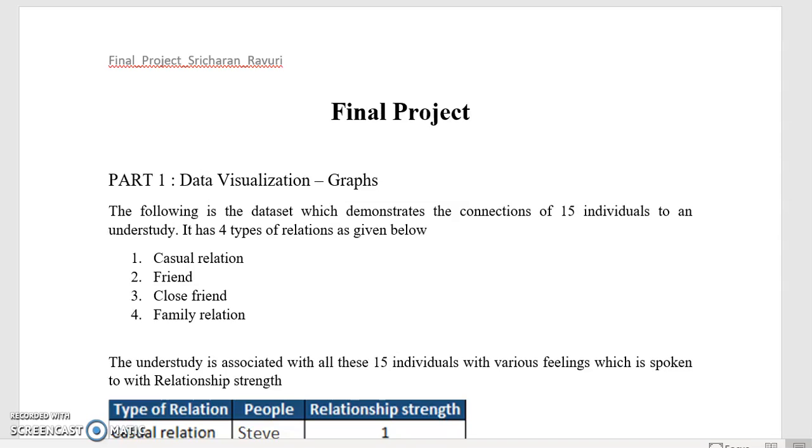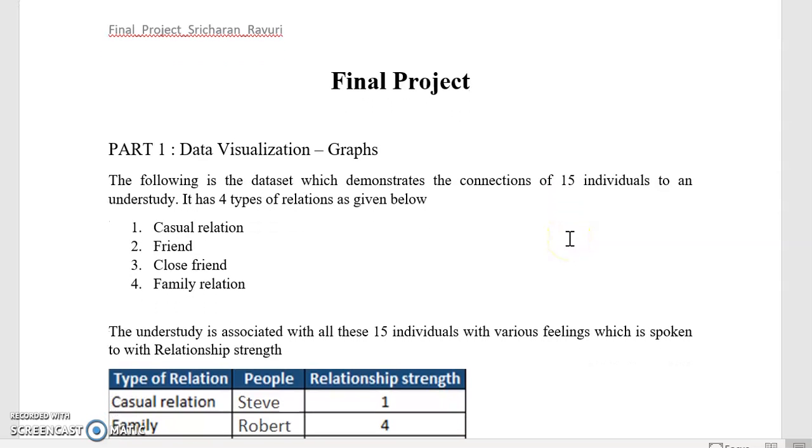Our final project has 4 parts: Part 1, Part 2, Part 3, Part 4. And Part 1 is the data visualization graphs. Here, it is asked to present the relationship between students, 15 students.